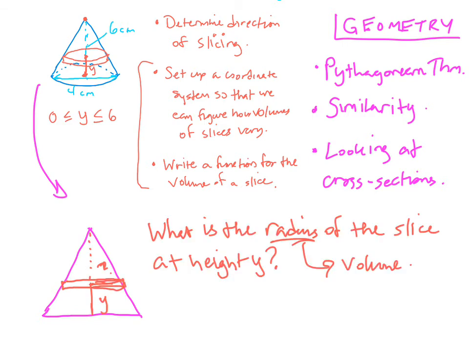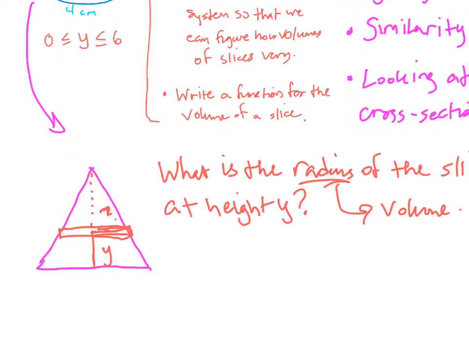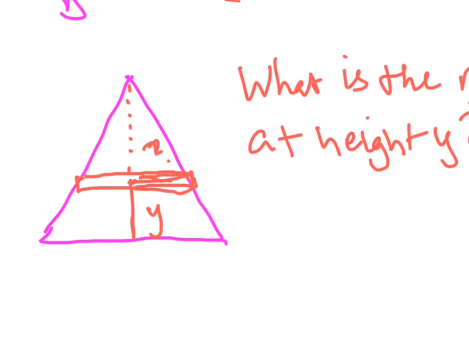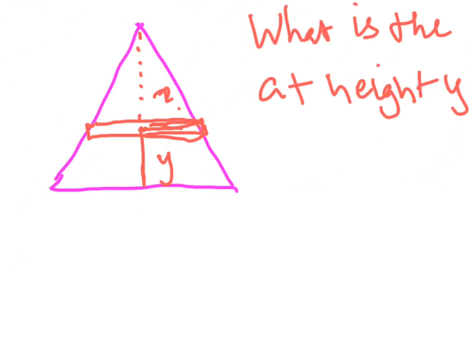All right, so let's actually blow this up a bit so I can work with it a little bit more cleanly here. All right, so what I know so far is that I've got a slice. It's horizontal. It is y units up from the base of this figure. And I guess that's about all I know right now. I'm trying to figure out what this, let me put that in a different color. I want to find out what this distance is here.